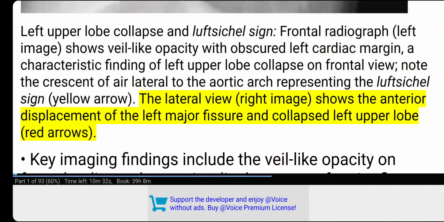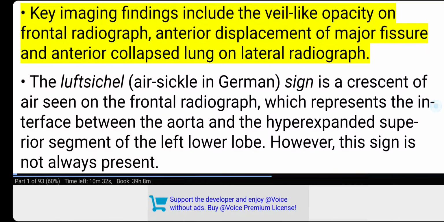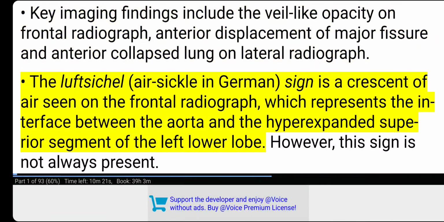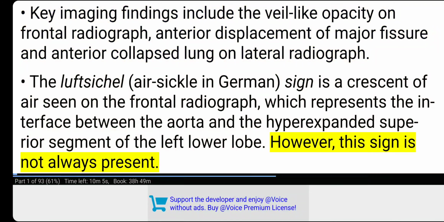red arrows. Key imaging findings include the veil-like opacity on frontal radiograph, anterior displacement of major fissure and anterior collapsed lung on lateral radiograph. The Luftsichel (German for air crescent) sign is a crescent of air seen on the frontal radiograph, which represents the interface between the aorta and the hyperexpanded superior segment of the left lower lobe. However, this sign is not always present.